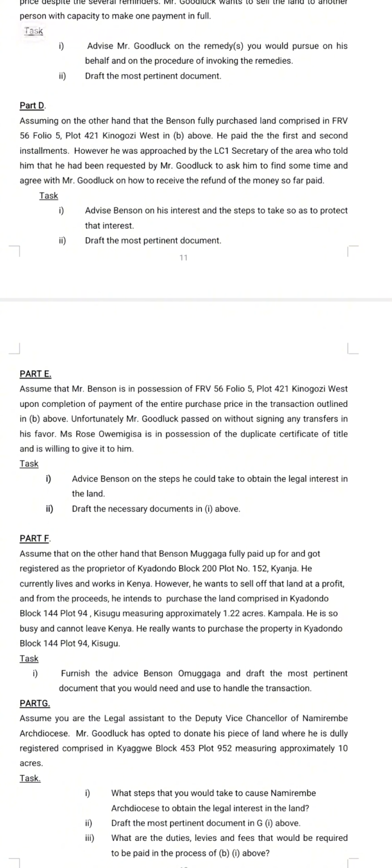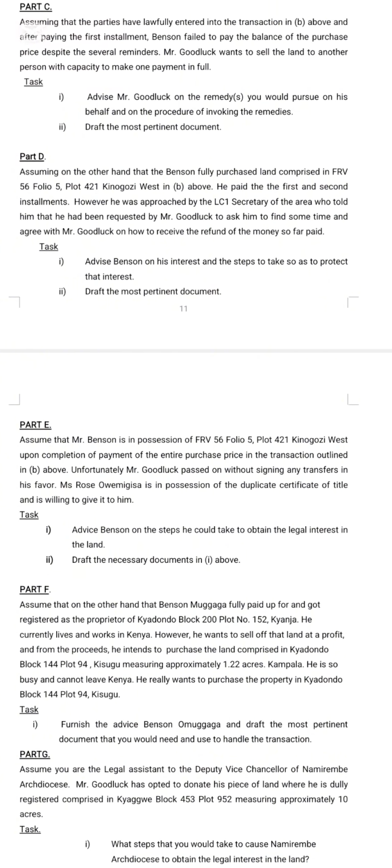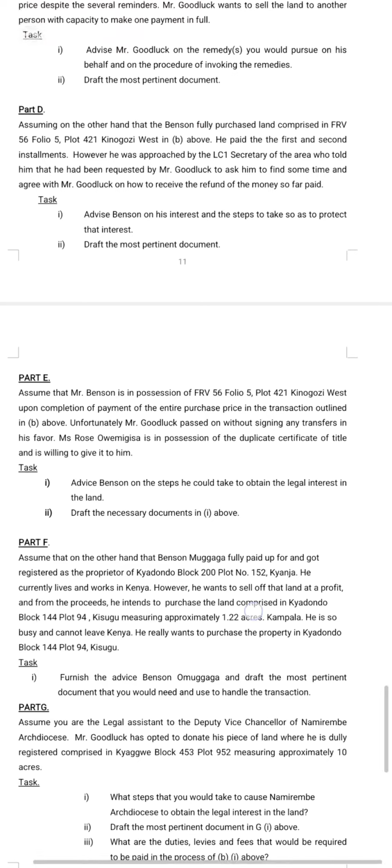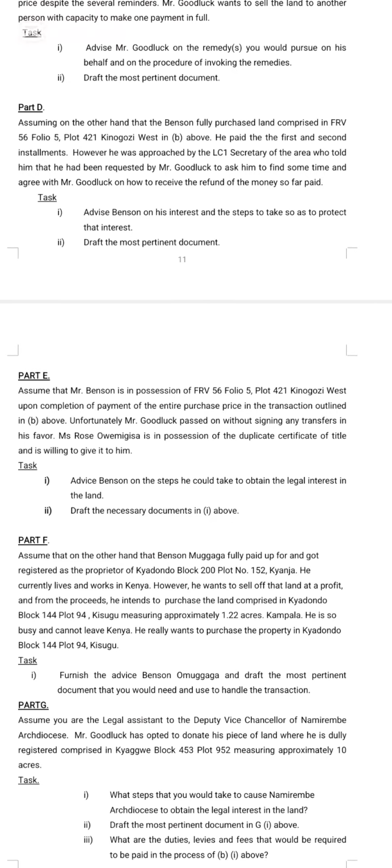So part D, assuming on the other hand that Benson fully purchased land comprising freehold volume 56, he paid the first and second installments. However, he was approached by the LC1 secretary of the area, who told him that he had been requested by Mr. Goodluck to ask him to find some time and agree with Mr. Goodluck on how to receive the refund of money so far paid. So basically now the seller wants to refund the money. So advise Benson on his interest and on the steps he can take to protect the interest.